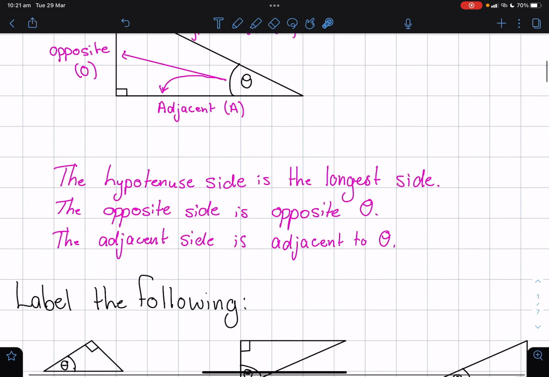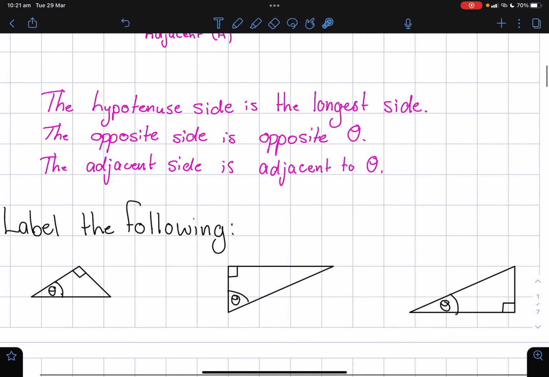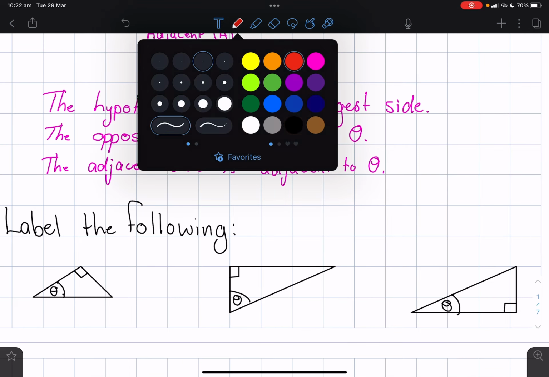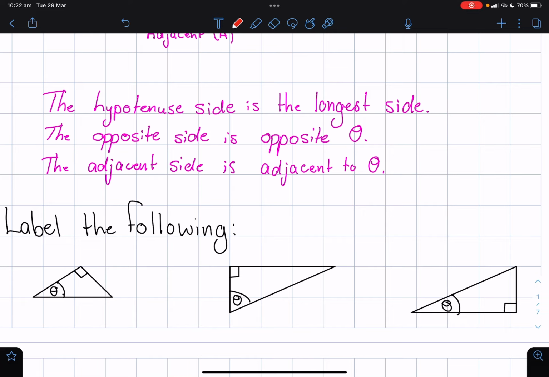So I want you guys just to have a quick go at labeling these triangles. Please pause the video now, have a crack. Once you finish, unpause, and I'll go through them. All right, welcome back. We're quickly just going to run through labeling these three triangles.